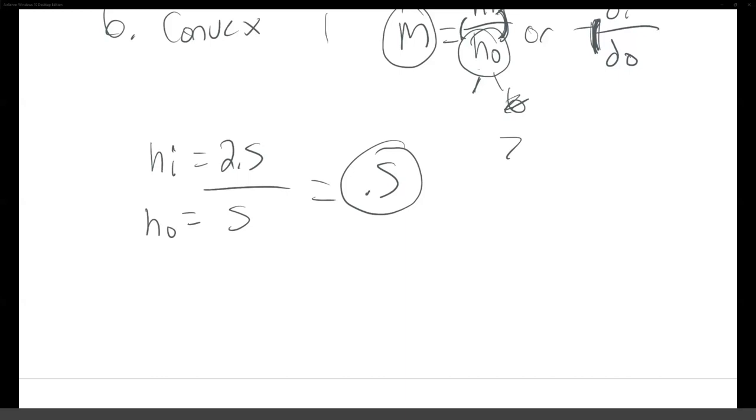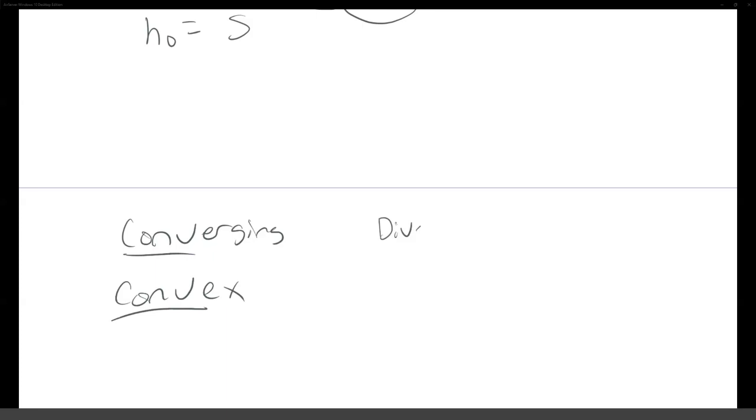And then 7 is a diverging lens. So we talked about this. Converging is convex. That's how I remember it. And then you just know the other two have to go together because there are only two other options. So diverging is concave. And this is only for lenses.